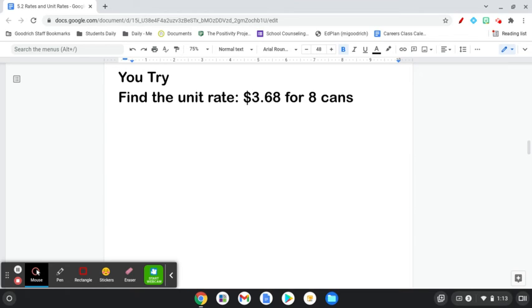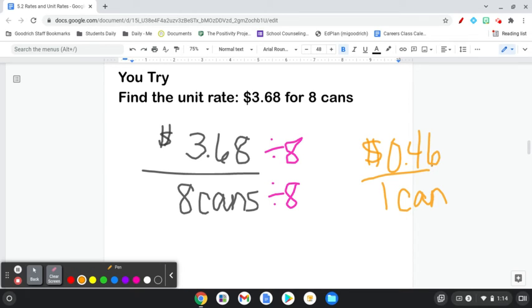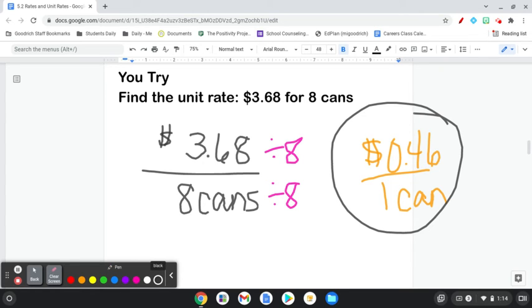And here's the correct answer. All right, so my first rate was $3.68 for 8 cans. I simplified by dividing by 8 to get down to how much for 1 can. And I have 46 cents per can. Making sure you are labeling your answers. Okay, you really want to make sure you're labeling those answers.